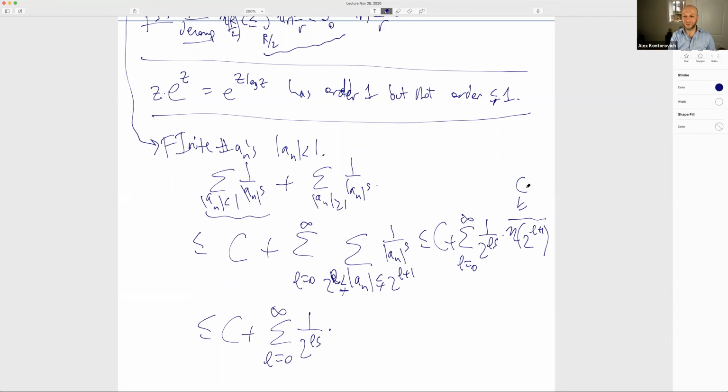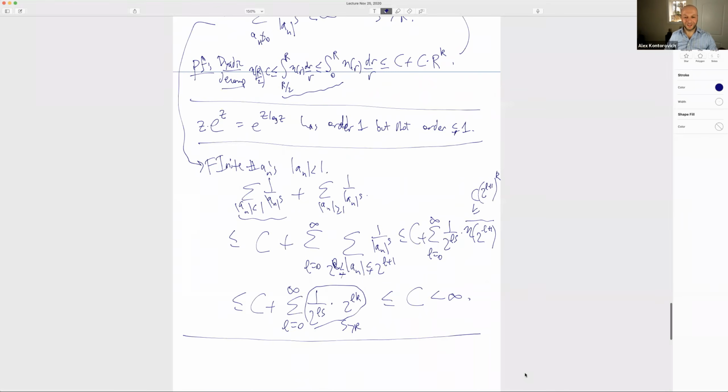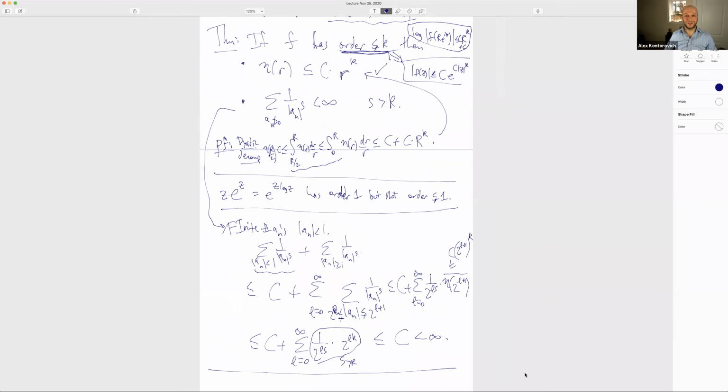This thing is at most some constant times 2 to the l plus 1 to the k, where 2 to the k is a fixed constant given to us from the beginning. So this is 2 to the l k, and s is bigger than k, so this is a geometric series that does indeed converge. That's it. That's the argument. If you use dyadic decompositions, all of these things, this is a technique of dyadic decomposition. So, okay, what have we done?